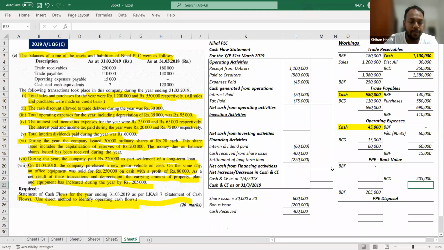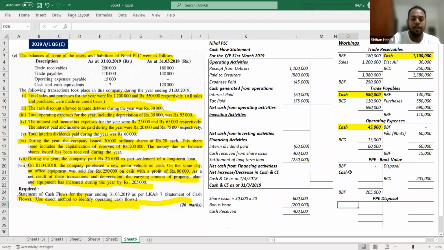Now let's do the adjustment. 1st of April 2018 means it is the beginning of the year. The company purchased a new motor vehicle on cash. So it's a purchase of a new motor vehicle. On the same day, an office equipment was sold. So there is a disposal. Sold for 250,000 on cash with a profit of 80.